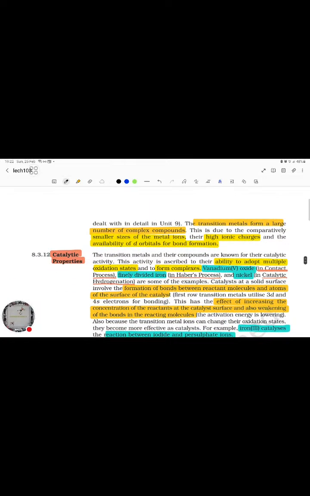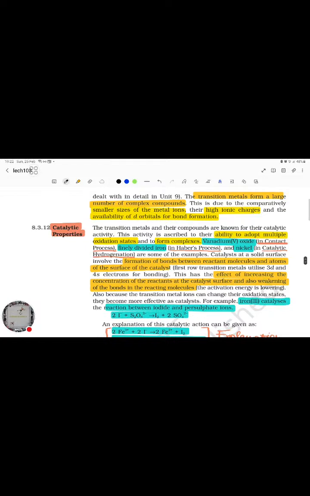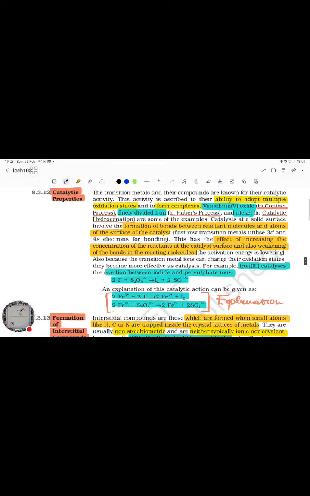Okay, fine. The transition metals form a large number of complex compounds due to the comparatively smaller sizes of the metal ions, high ionic charges and availability of d orbitals. ஏன் வந்து transition metals ஆல மட்டும் complex compound formation பண்ண முடியும் அப்படின்னா, it is due to the presence of small size, higher oxidation state, higher ionic charges and availability of d orbitals. Okay, fine. Moving down, we will have catalytic properties.